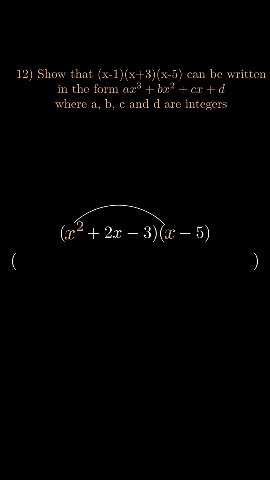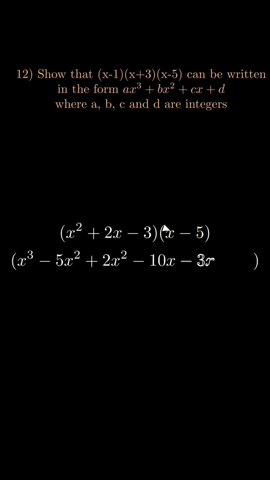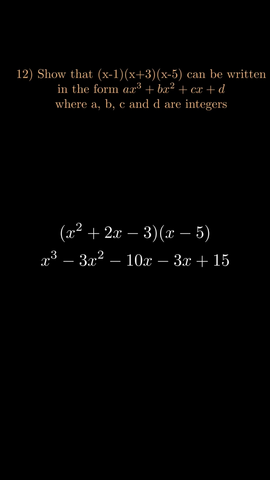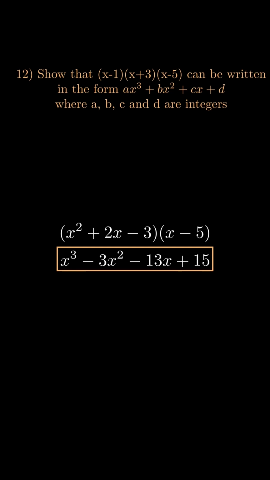x squared times x is x cubed, x squared times minus 5 is minus 5x squared, 2x times x is 2x squared, 2x times minus 5 is minus 10x, minus 3 times x is minus 3x, and minus 3 times minus 5 is positive 15. Now we can group the minus 5x squared plus 2x squared to minus 3x squared, and minus 10x minus 3x to minus 13x. So our final answer is x cubed minus 3x squared minus 13x plus 15.